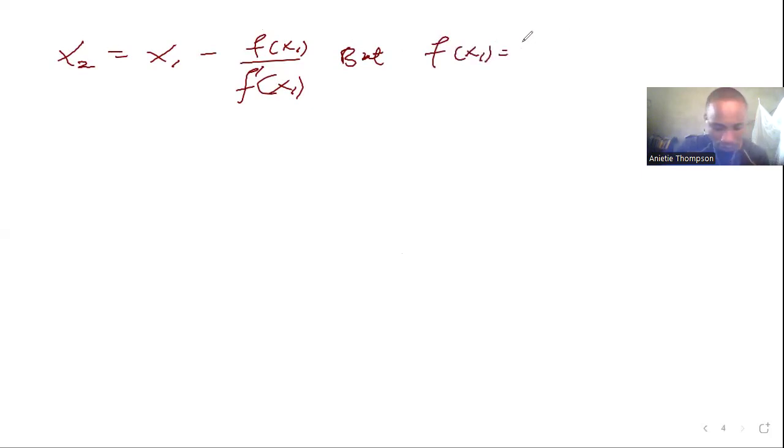x2 will be equal to x1 minus f of x1 divided by f prime of x1. If you check the substitution, f of x1 is going to be equal to, if you substitute that, 23.1725, taking 4 decimal places. Then I'll also get my f prime of x1.